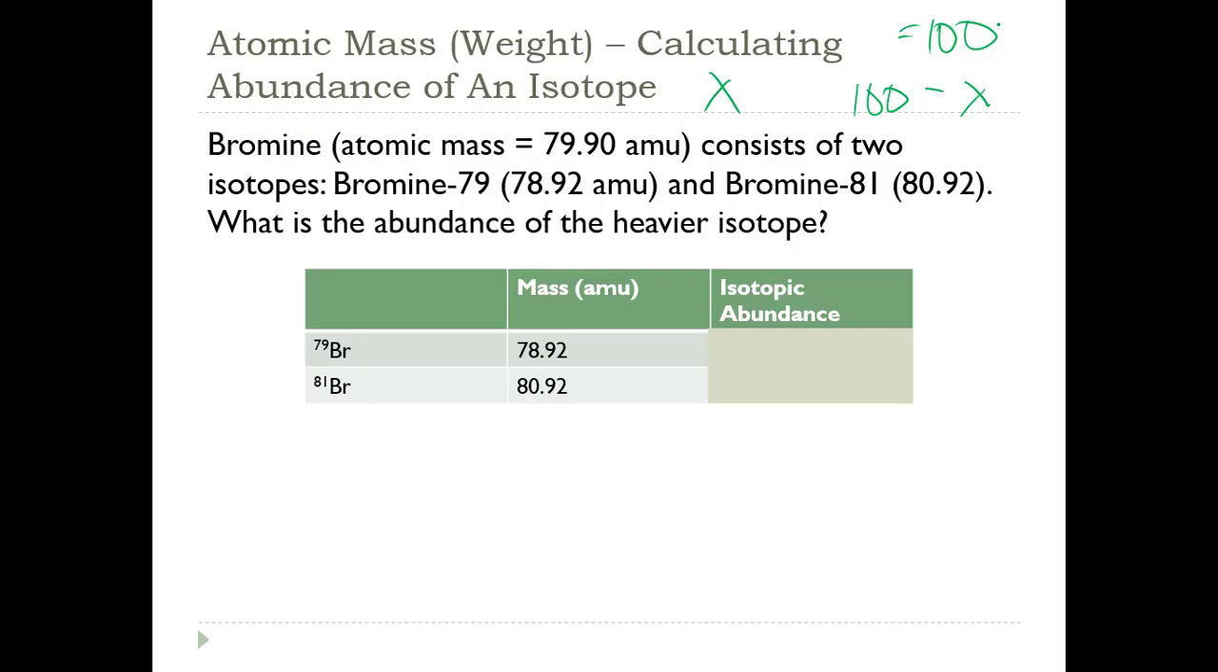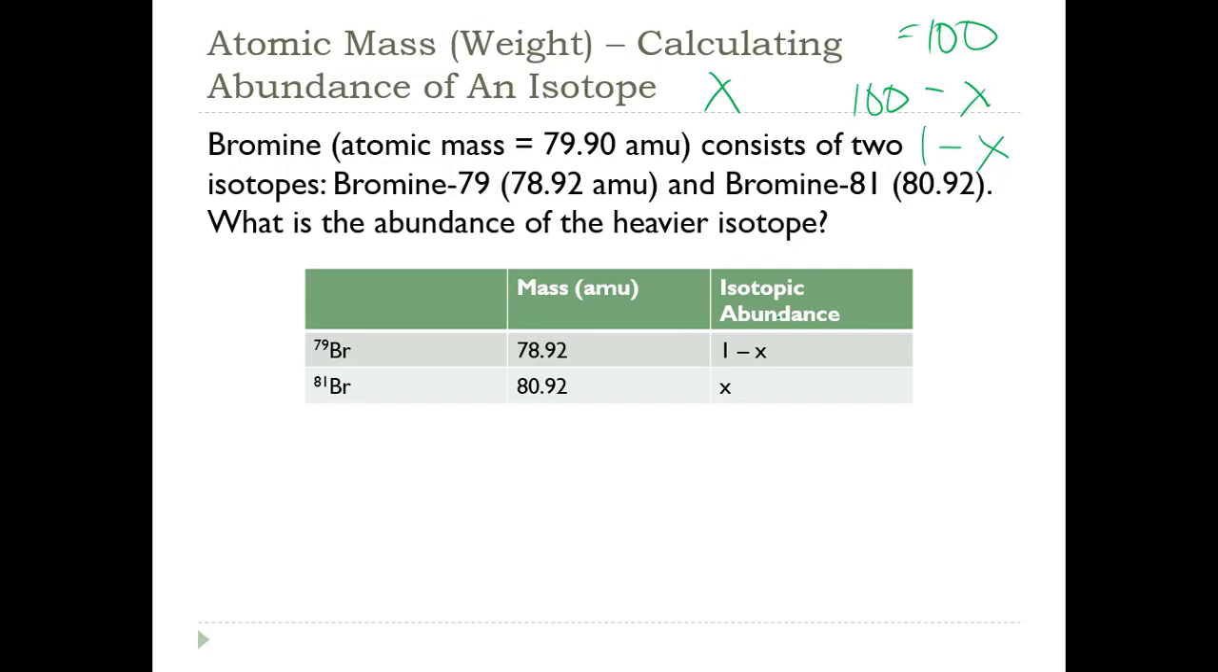Now, since we convert these into decimal numbers, it's going to be easier to say 1 minus x, so divide by 100, so that we have x and 1 minus x. So we could set one of the isotopes as x, and then the other will be 1 minus x.